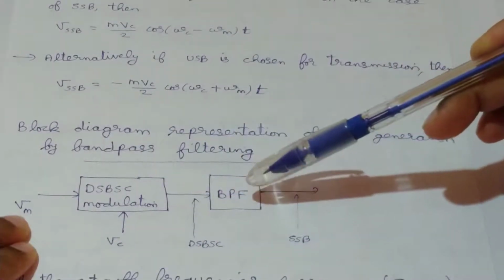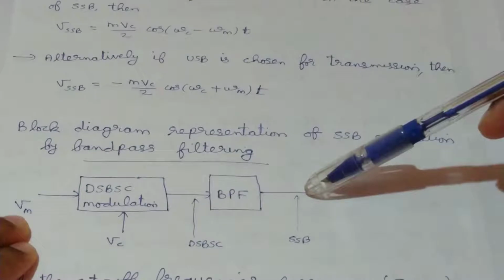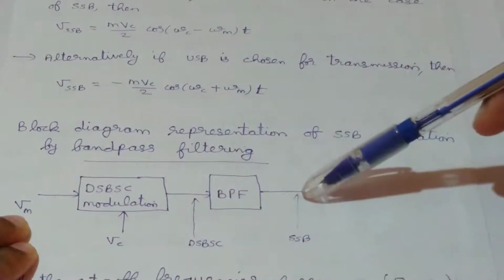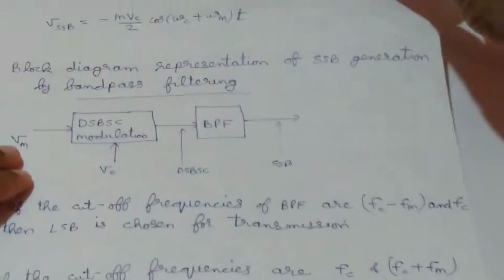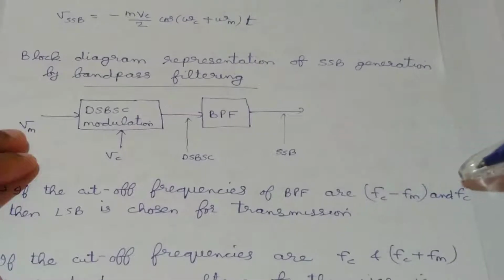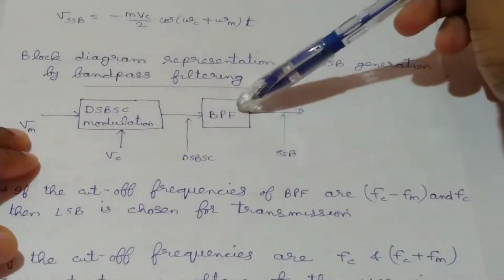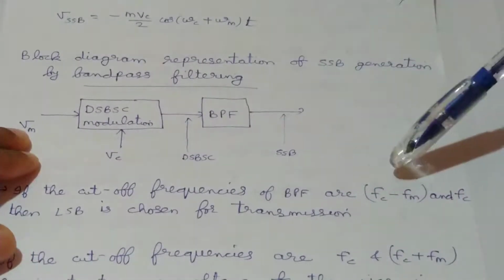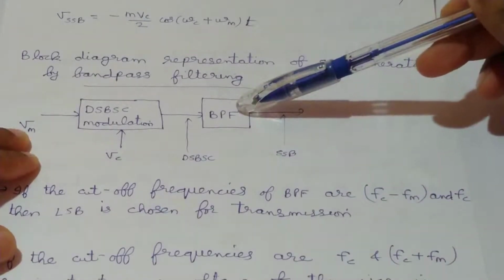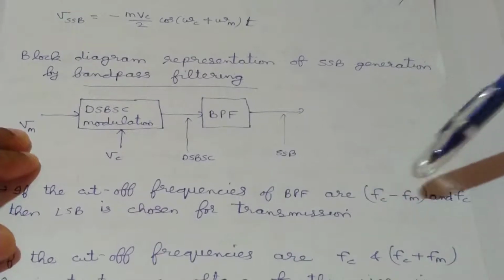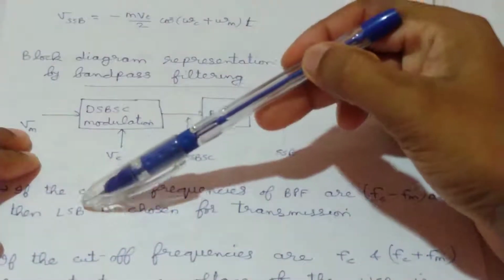Depending upon the cutoff frequencies of this band pass filter, it will pass either the lower sideband component to the output or the upper sideband component to the output. So if the cutoff frequencies of the band pass filter are FC minus FM and FC, then the lower sideband is chosen for the transmission. That means this band pass filter will pass only the frequencies between FC minus FM and FC, and that frequency range corresponds to our lower sideband component.